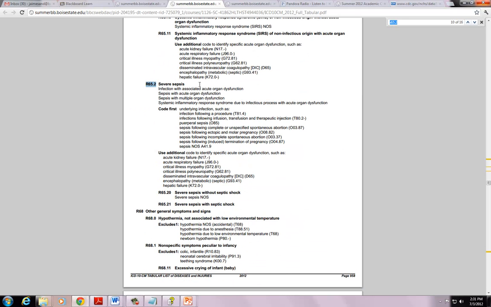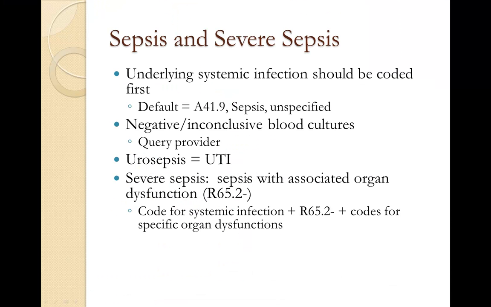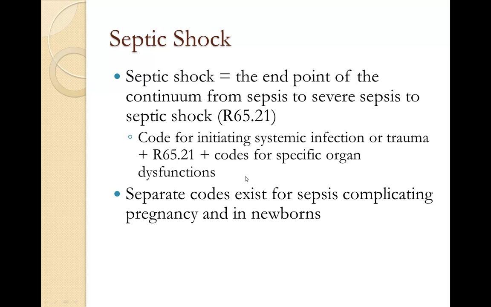Here we go. So severe sepsis, notice it tells us it's associated with organ dysfunction. Code first the underlying infection, and then use additional codes for respiratory failure, kidney failure, whatever we have going on, hepatic failure, things like that. Now, if sepsis goes into severe sepsis and then continues, the patient can get into septic shock, which is R65.21.